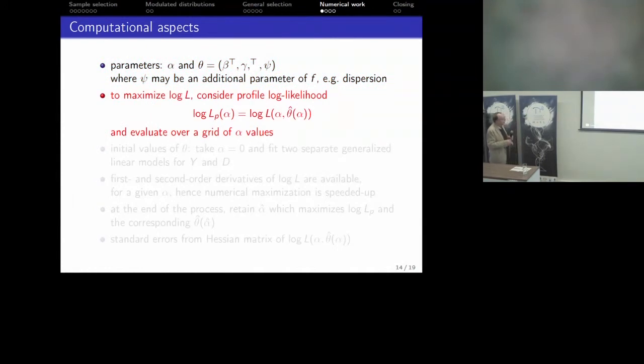So what we can do is the following: consider the profile log likelihood, that is, for any fixed value of alpha, we maximize with respect to the others. You can evaluate over a grid of values, or preferably start with some sensible value where alpha is 0. If alpha is 0, you have two separate generalized regression models. In the binary case, you have two separate logistic regressions. That provides initial values for beta and for gamma, and starting from then, you search the parameter space.